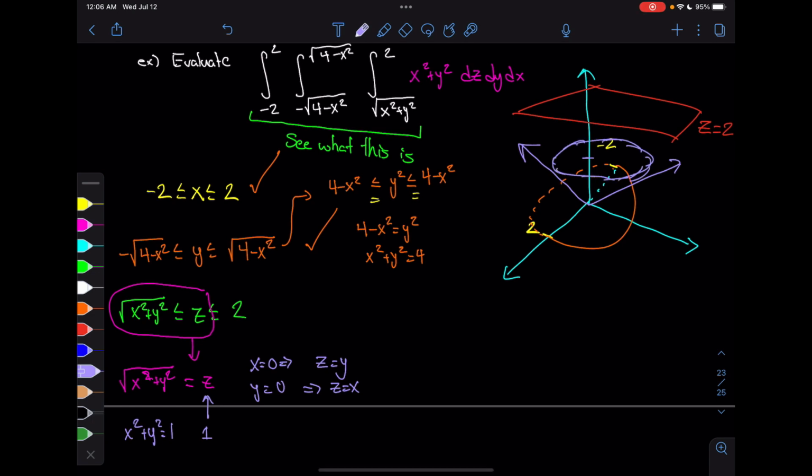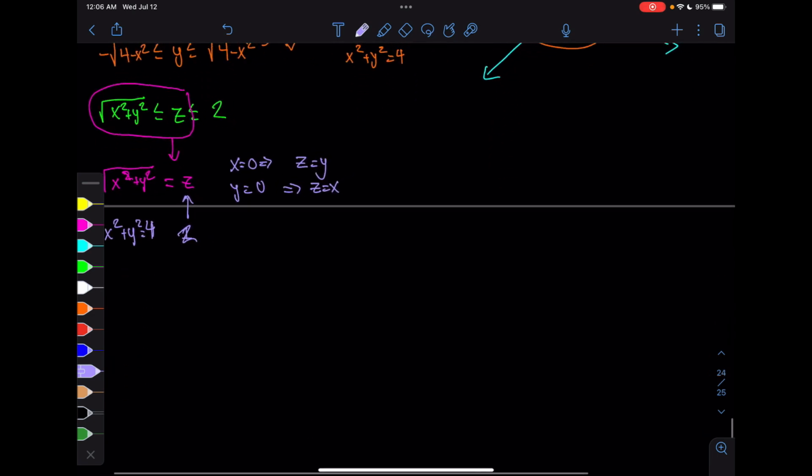And those circles increase in size. If z is 2, we're going to get a circle of radius 2, right? We get x squared plus y squared equals 4 for z equals 2. And so this actually ends up being a cone, so let me draw this just a little bit nicer.